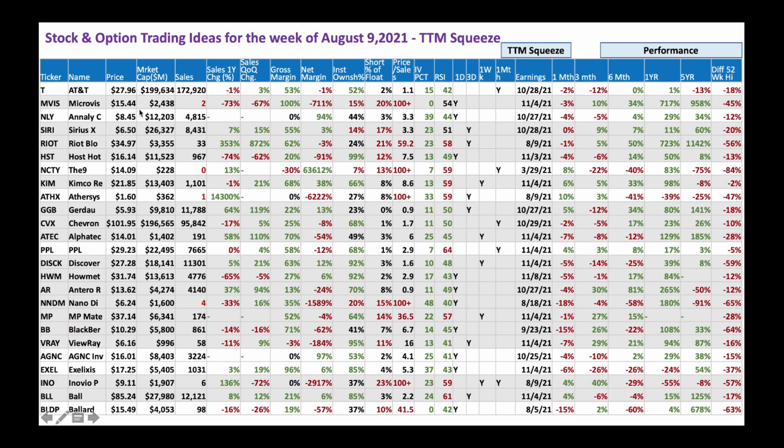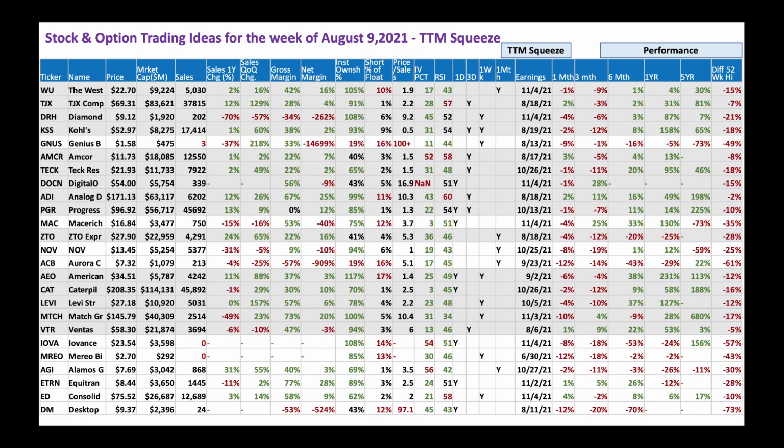As you see here, I got a lot of stocks here, a lot of my favorites. All stocks are also here, and we'll go to the next slide to look at a few more. So we got Western Union, AMCR, Teck Resources, ZTO Express, Caterpillar, Levi's, and so on and so forth. As I scan through here, let's look at one where there's a monthly squeeze. For example, ZTO Express, there's a monthly squeeze, and IV percentile is 36.